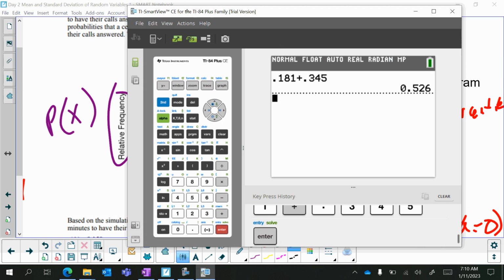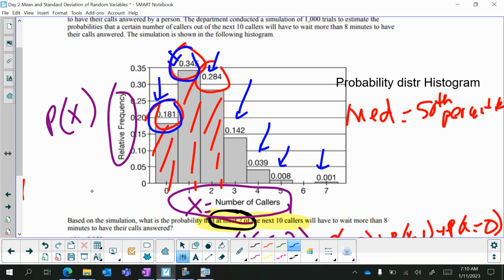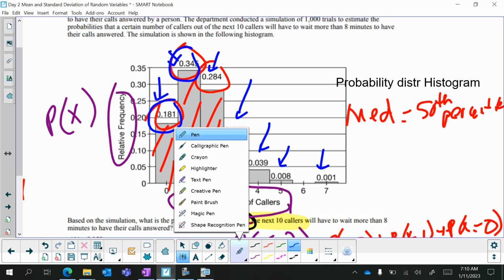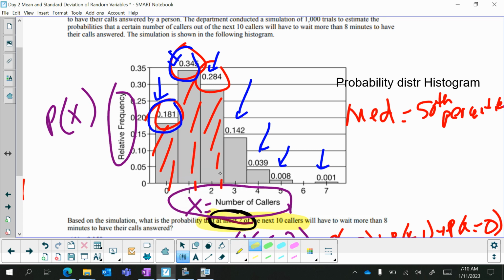So as soon as you hit 0.5 or surpass it, you stop at that bar, and that's where the median is located. So thus, the median, or the center, if we're talking about center in terms of median, will be in this bar, which means that the median will be one caller. If you look on the bottom of the bar, that's one. So the median is one caller.